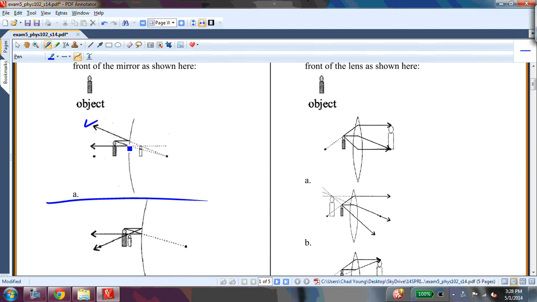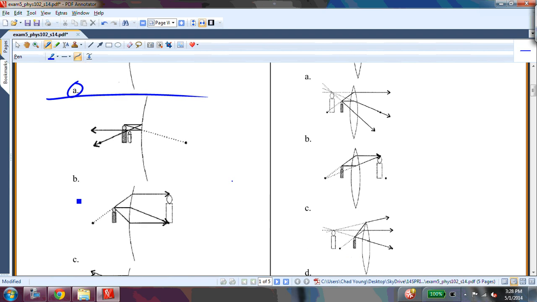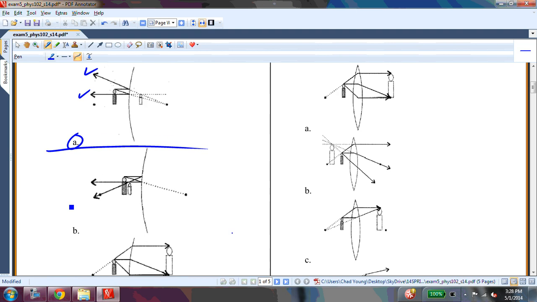This one goes up such that if you were to trace it forward, it will go through the focal point, and then it goes parallel to the axis. Oh, so there we go. So that's the right one. We trace both of those back and find the upright, smaller virtual image. So A is the right answer. These are wrong for various reasons, but I'll leave you to go over those on your own.